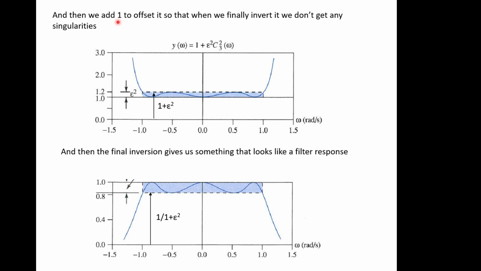We then just add 1 to it to offset it away from 0, because we don't want to invert 0, because that becomes a big number. So this is just for mathematical convenience. So we say 1 plus epsilon squared times the polynomial squared, and plot that, and it looks like that. Then if we do 1 over that function, we end up with this type of response, which you can see, if we took half of it, looks like a filter response that we're interested in. So that's how we've constructed the response from the Chebyshev polynomial, and this is what we're interested in implementing in our circuit as frequency increases.